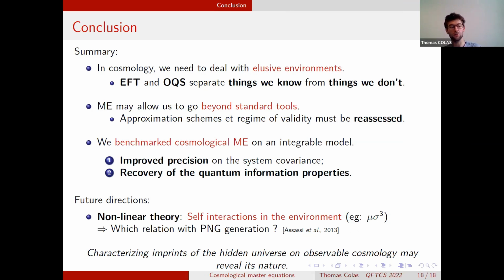So now there are a lot of directions we would like to investigate in the future, but to my mind, one of the most promising is to apply the same kind of analysis to a nonlinear theory, so that ultimately we will be able to connect observational signatures such as primordial non-Gaussianities to quantum information theory, such as quantum decoherence of the curvature perturbations. So I hope that one day, if we better characterize the imprint of the hidden universe on observable cosmology, we may be able to reveal its nature.